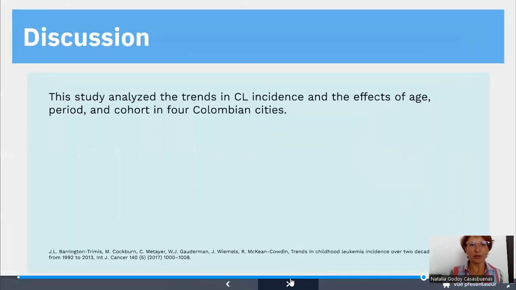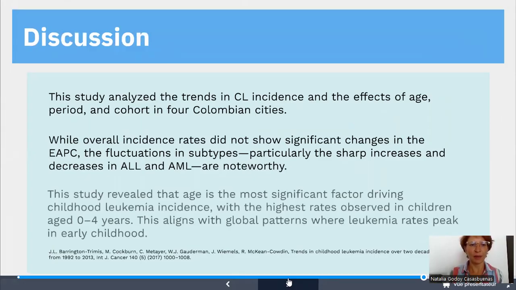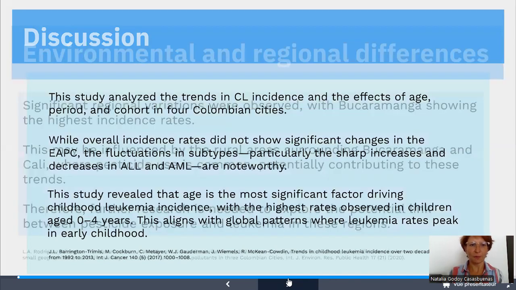In this study, we analyzed the trends in childhood leukemia incidence and the effects of age, period, and cohorts in 4 Colombian cities. While overall incidence rates did not show significant changes in the estimated annual percent change, the fluctuations in subtypes, particularly the sharp increases and decreases in acute lymphoid leukemia and acute myeloid leukemia, are noteworthy. This study also revealed that age is the most significant factor driving childhood leukemia incidence, with the highest rates observed in children aged 0 to 4 years, which aligns with global patterns where leukemia rates peak in early childhood.